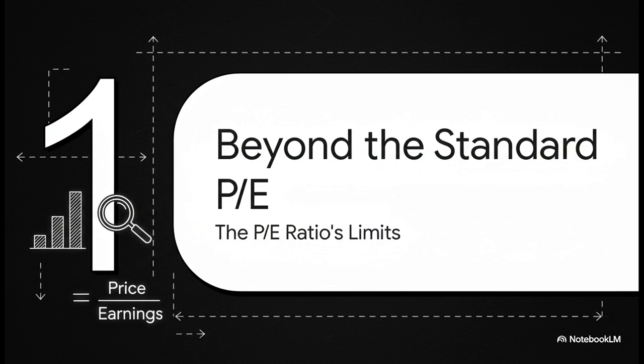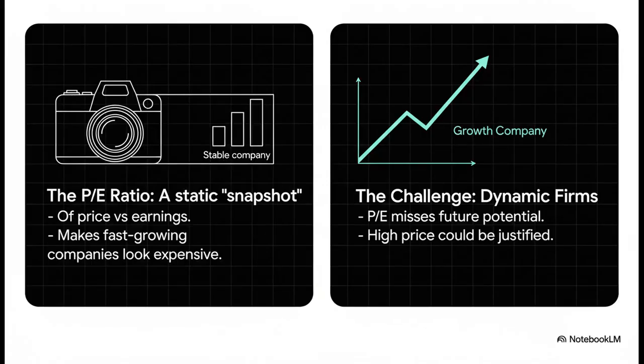To really get why the PEG ratio is so useful, first we have to talk about the limits of its much more famous cousin, the price-to-earnings or PE ratio. Think of the PE ratio like a single photograph. It's a snapshot, frozen in time, that compares today's price to today's earnings. That's fine for a big, stable, predictable company. But what about a young, dynamic company that's pouring every penny it makes back into growing for the future? Well, the PE ratio just sees a high price and low current earnings, and it screams expensive without telling you the rest of the story.